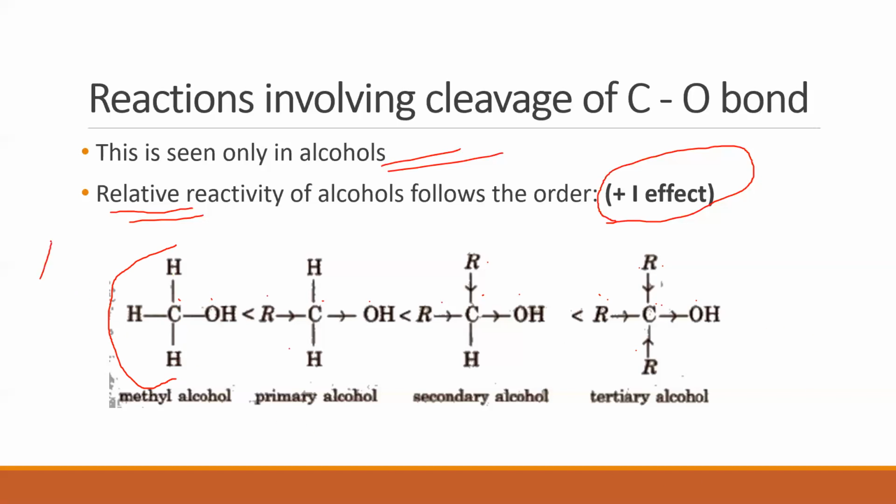So this is a very important aspect that I want you to understand. In reactions involving cleavage of the CO bond, all alcohols do not react the same. Tertiary alcohols are the most reactive, followed by secondary, followed by primary, followed by methyl. This is because of plus I effect.